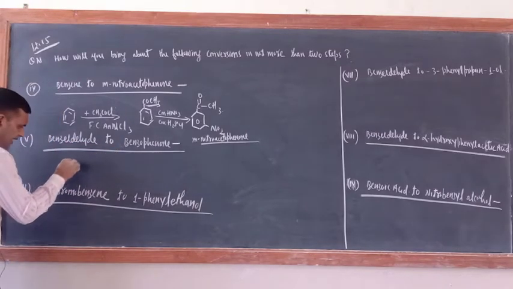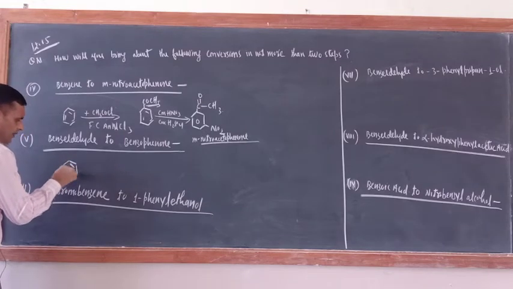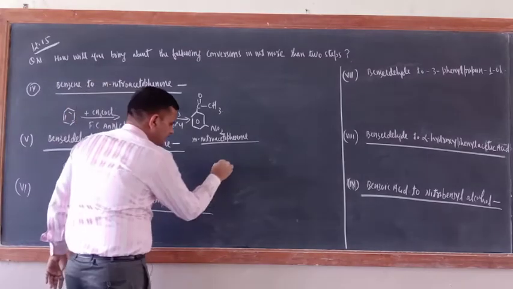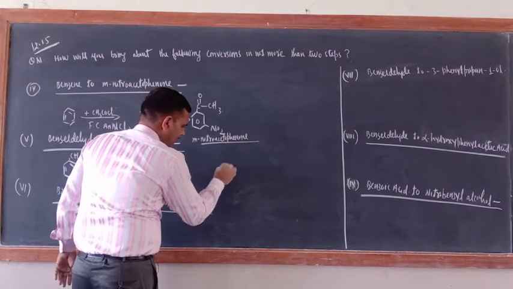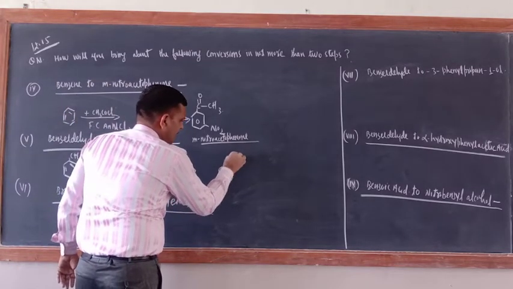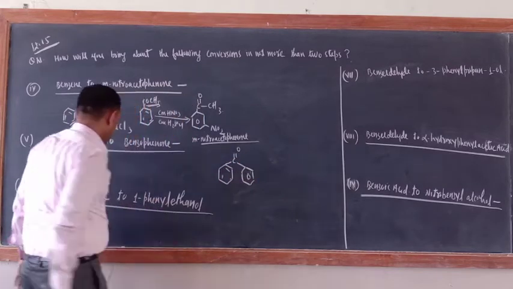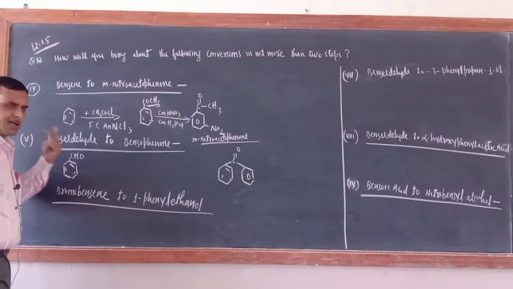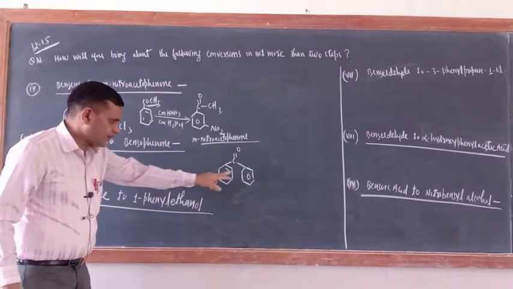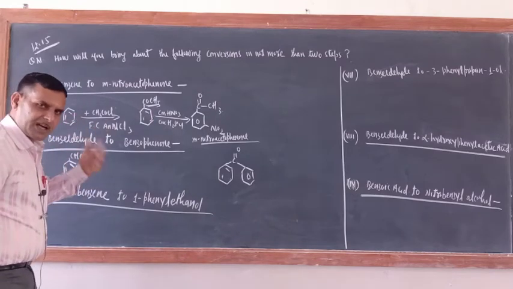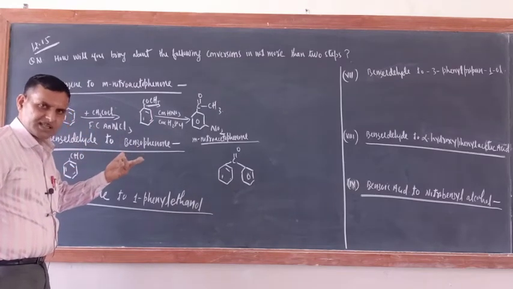Now next one is benzaldehyde to benzophenone. This is benzaldehyde. Yes. Just apply your brain. Benzophenone means just see, this one, C double bond O, another benzene ring. This is benzophenone or not? So just see. Now apply your brain. Here one more ring should be introduced. So it is simple. Just Friedel-Crafts benzoylation is the solution.